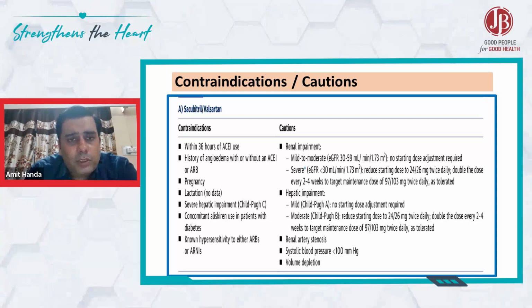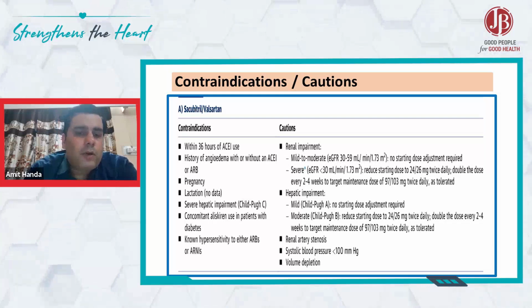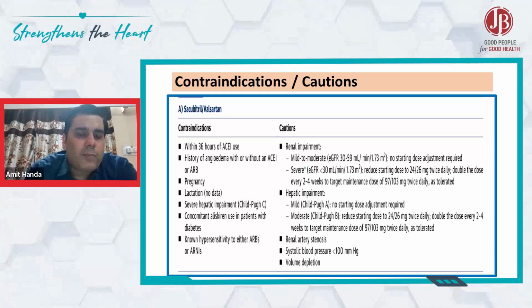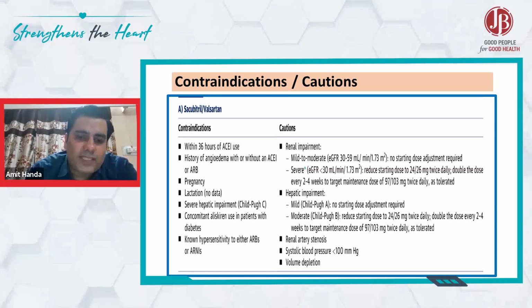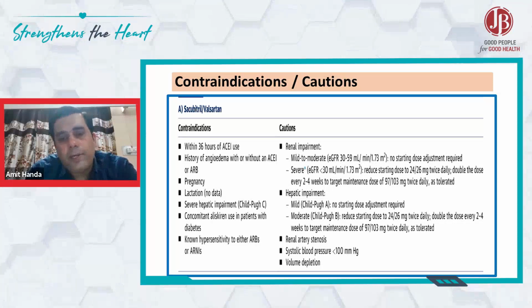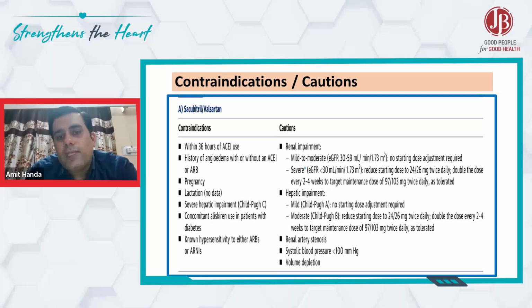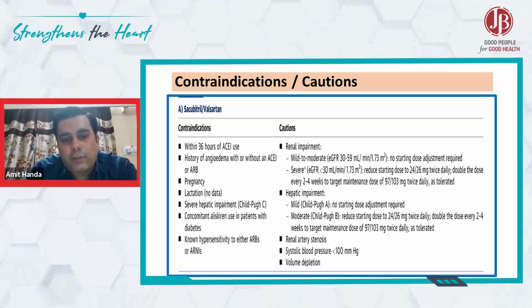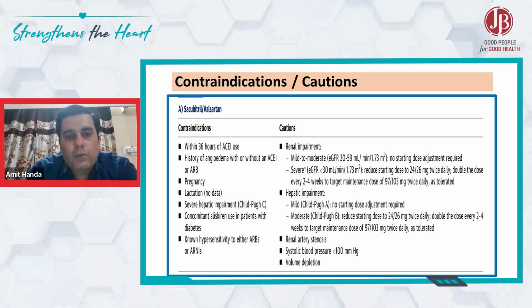Renal artery stenosis is something you should be cautious of when using ARNI. Patients who are having systolic blood pressure of less than 100, be very cautious, go slow on them. Patients who are volume depleted, they can have precipitous fall in blood pressure with the use of ARNI. So always have an idea of the volume status of the patient before adding this molecule.